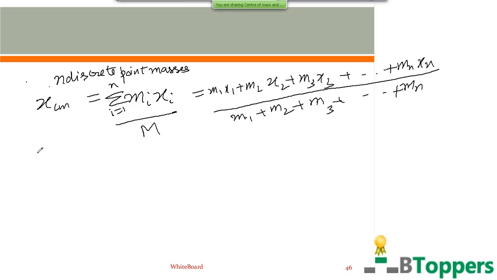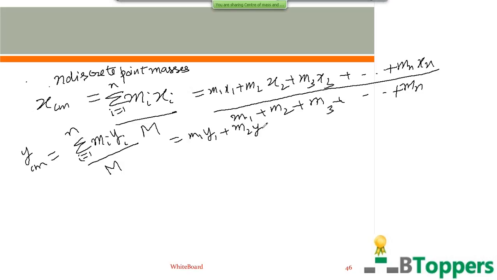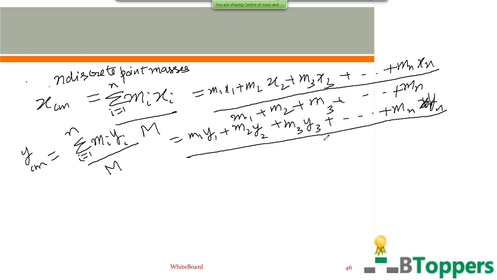In the same way, we write the y coordinate of the center of mass of a system of n discrete point masses as sigma m_i y_i divided by capital M, where i varies from 1 to n, or m1 y1 plus m2 y2 plus m3 y3 etc. up to mn yn, divided by m1 plus m2 plus m3 up to mn.